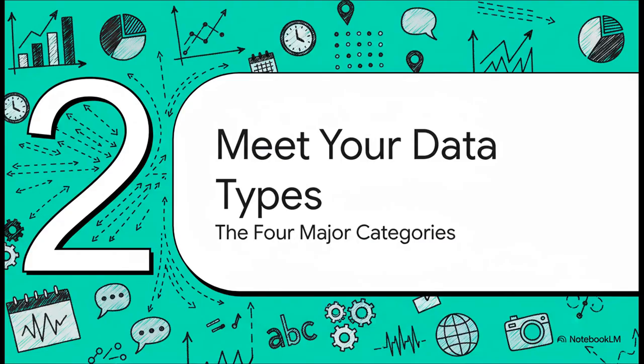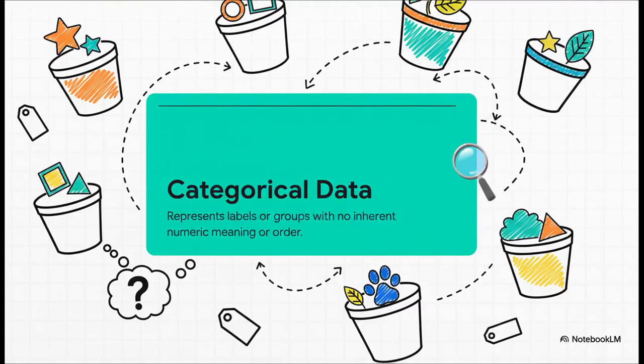So with that in mind, let's meet the main characters in our data story. For the most part, you're going to run into 4 major types of data out there in the wild, and really getting the difference between them is the whole key. First up, we've got categorical data. Now, this is probably the simplest kind. Just think of these as labels or tags. Their job is to put things into different buckets or groups, but, and this is important, those groups don't have any natural order or ranking. They're just different from each other.